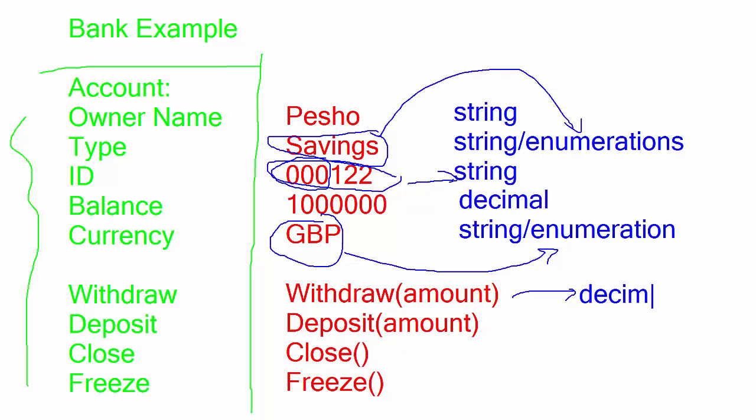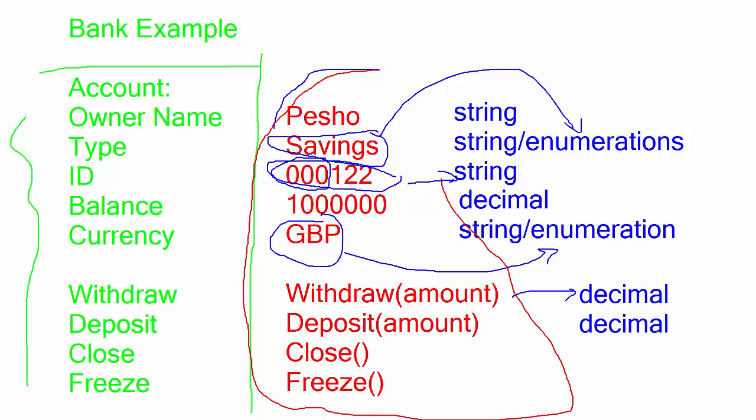Okay, so what is going to be the type of amount that I have to withdraw? What data? Decimal again. Deposit, decimal again, and the others we don't get. So now this whole thing in red, let me just circle that in red. Now this is an object, because that's the specific instance of my class, which is with the bank. Okay, is it clear now?